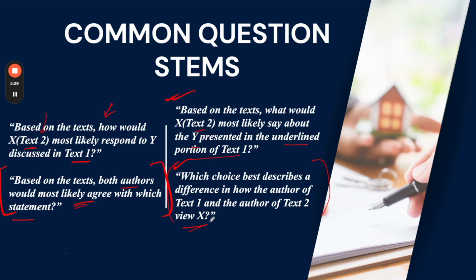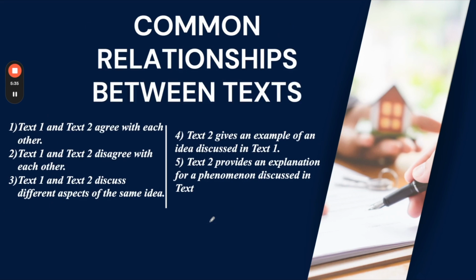These are the common kinds of question stems that we have seen till now in this particular question type. Now let's go ahead and see the common relationships that you will find between the two texts that you read. So by now I'm sure you've understood that you have to understand the kind of relationships that both the texts share. So for that, we have listed a few common relationships that you'll find between the texts.